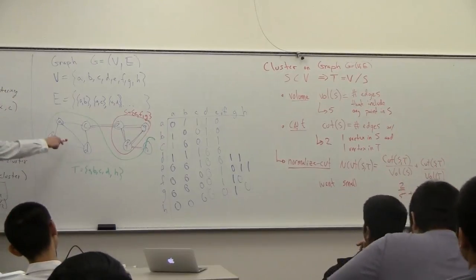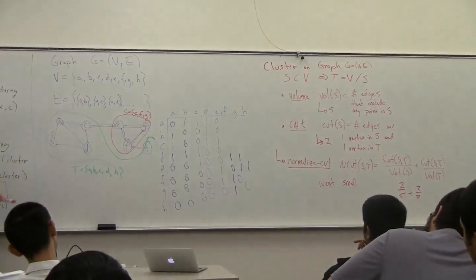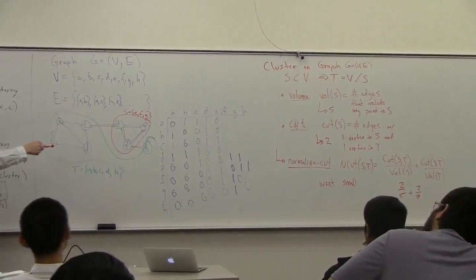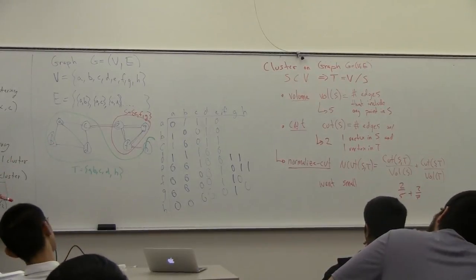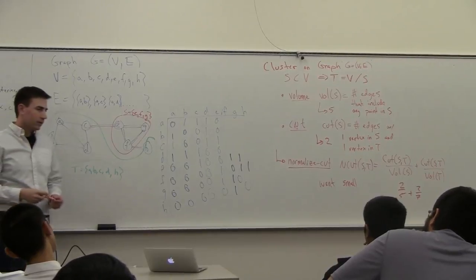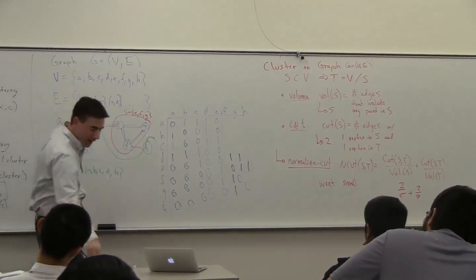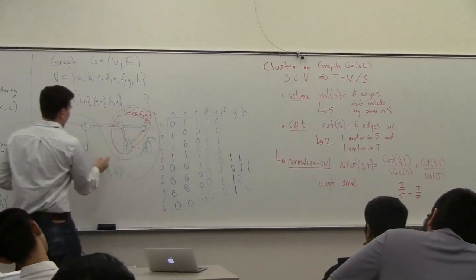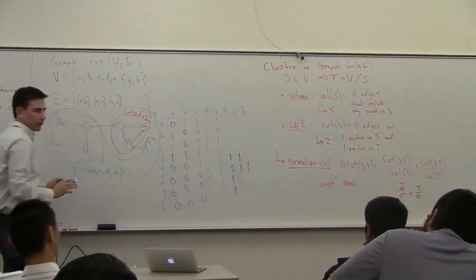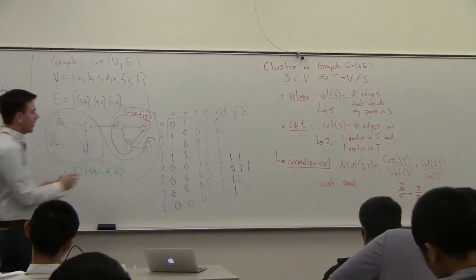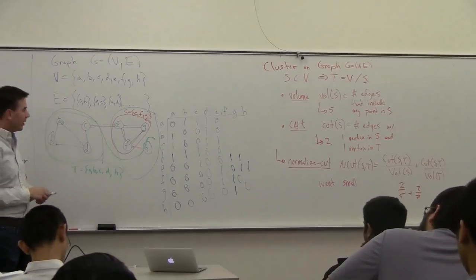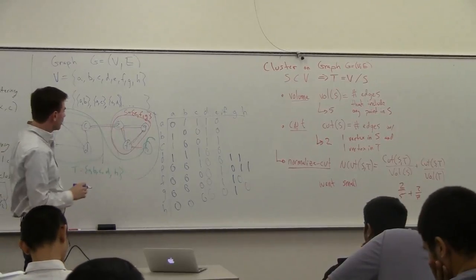So is the clustering I've drawn of this graph a good one? Or is there a way you can change this clustering to make the normalized cut smaller? With H. Yeah, H seems like an issue. So let's look at what happens if we switch this so that S now becomes this and T becomes these. Let's see if the normalized cut goes down. This H is not connected to anything in this set over here, so why would we put it in the same cluster, right? But it is connected to something here. So let's check this out.